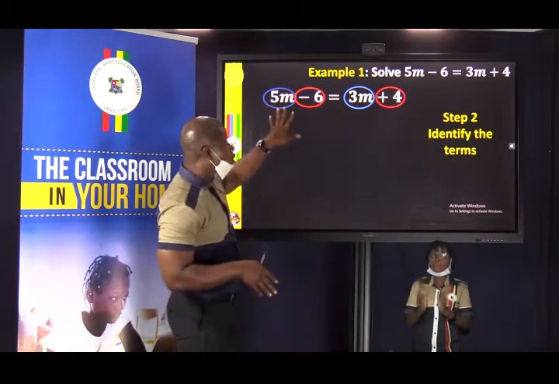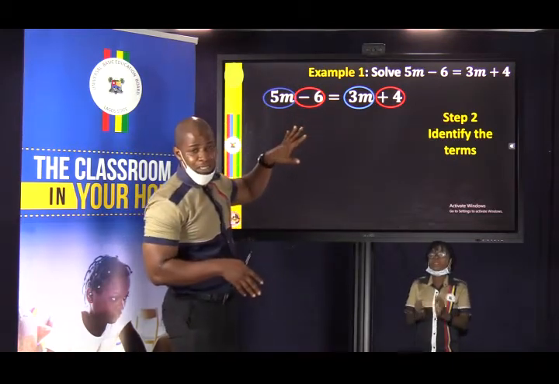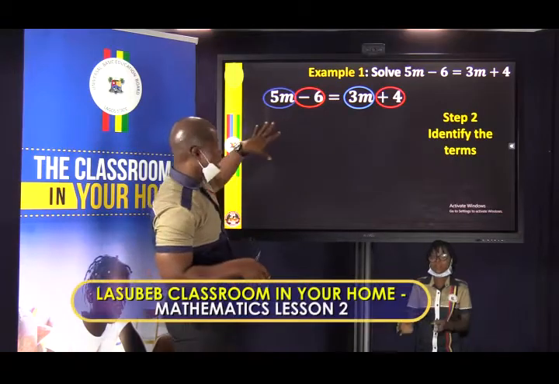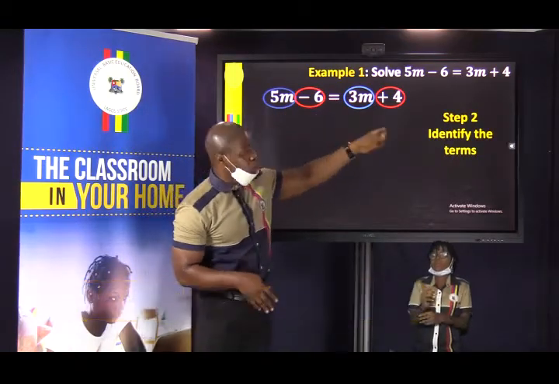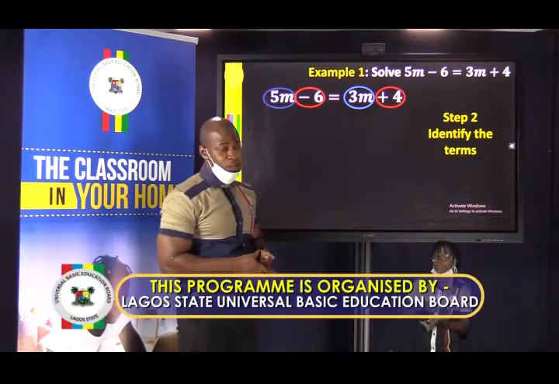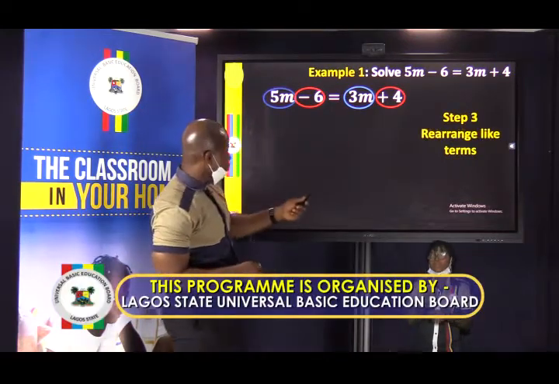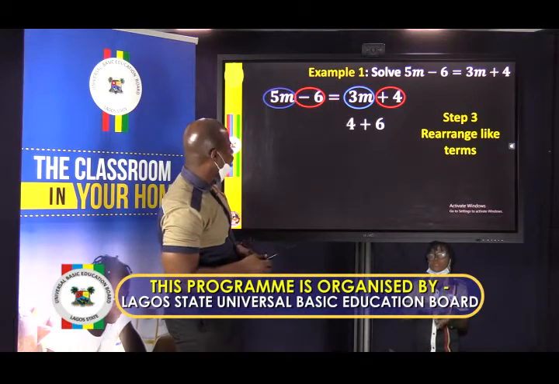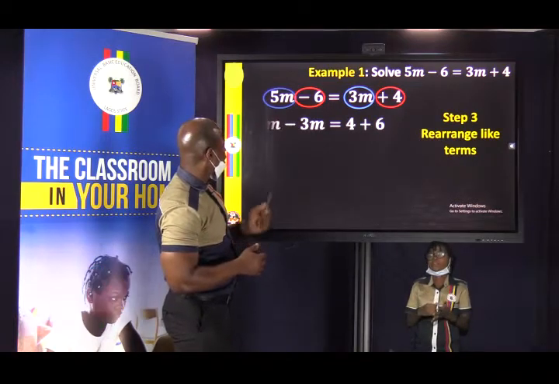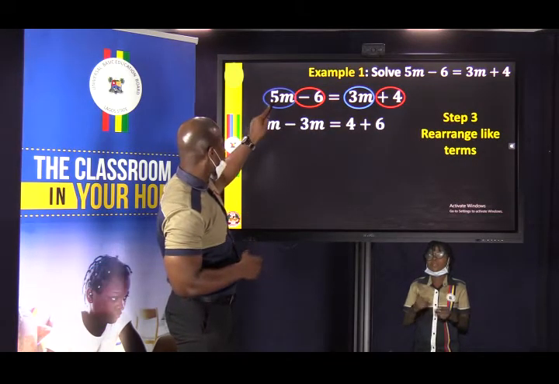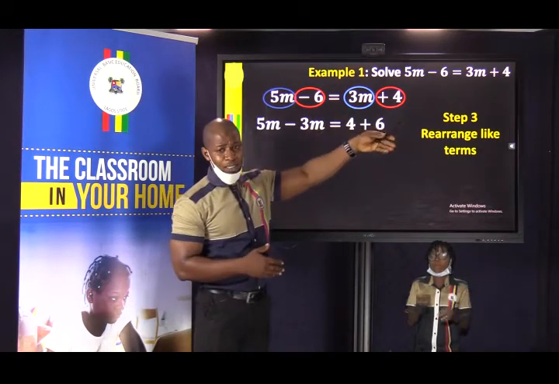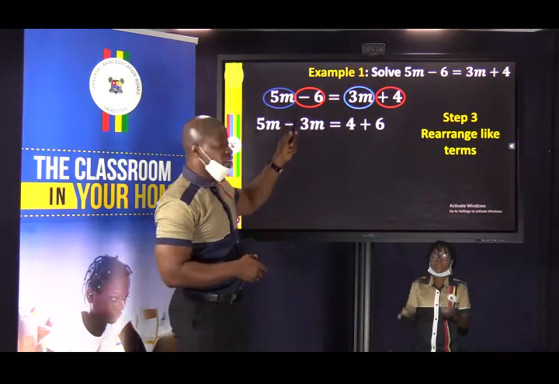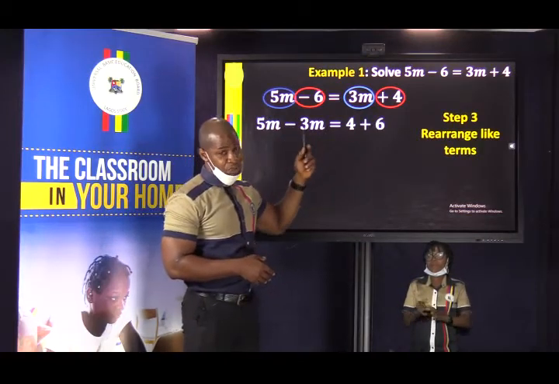Let us bring all the terms that have m to the left side of the equality sign, and then all the numbers to the right side of the equality sign. Let's see. We rearrange like terms. And now we see that in this case, 5m comes down. Now, plus 3m was on the right. Now, if it comes to the left, it becomes negative 3m.